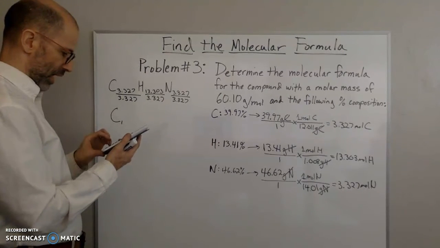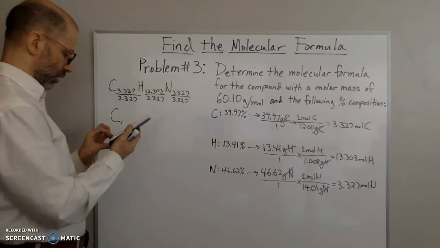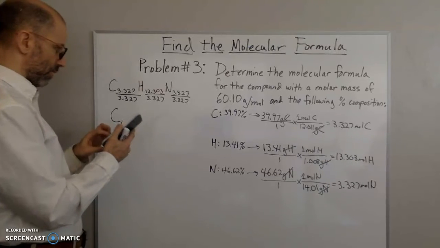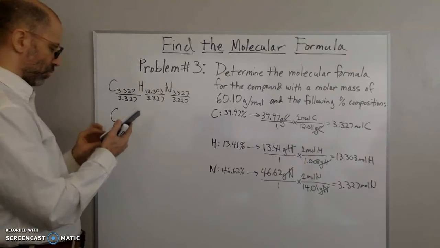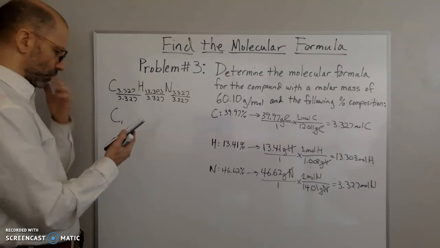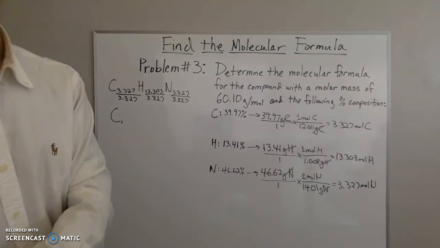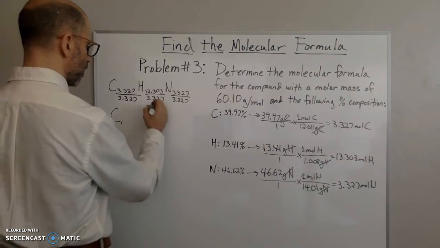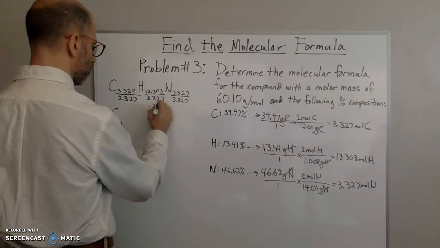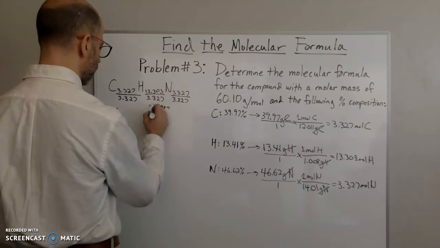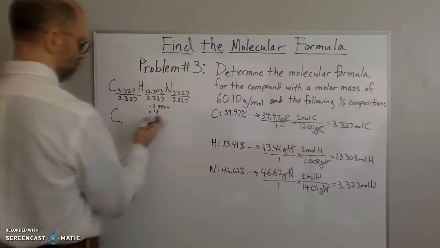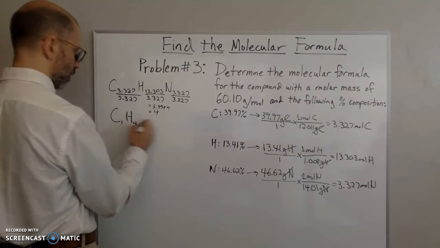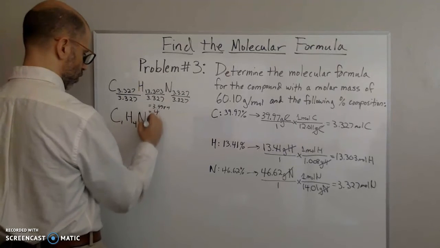So if we take 13.303 divided by 3.327 equals, we get 3.9984. That's pretty much 4, so we can round to 4. And so that's going to be H4 and then N1.